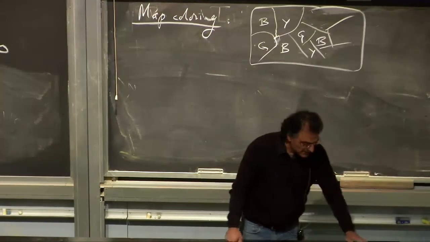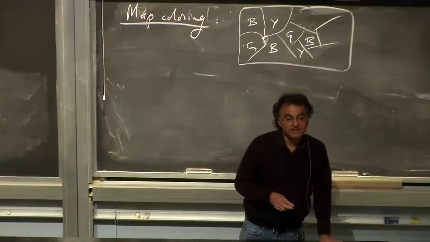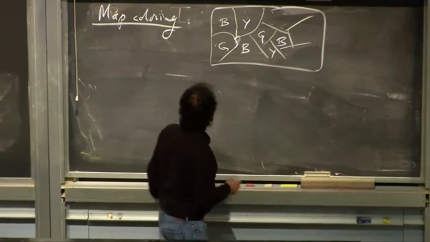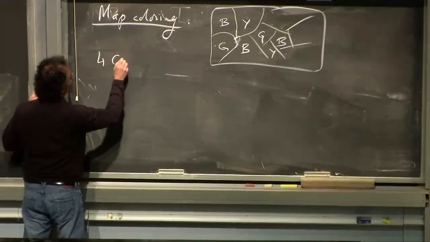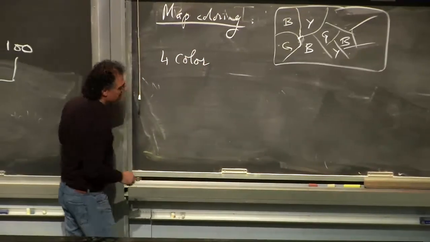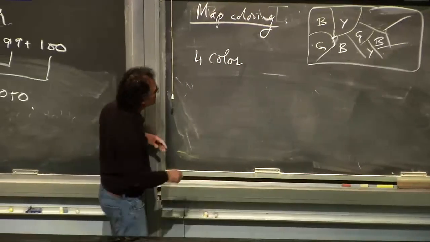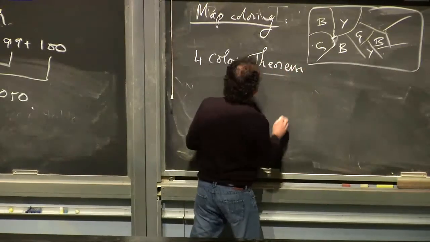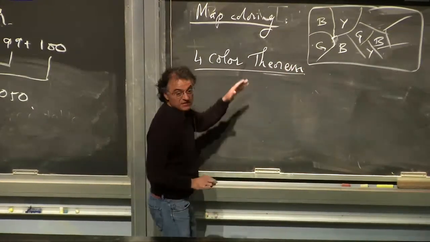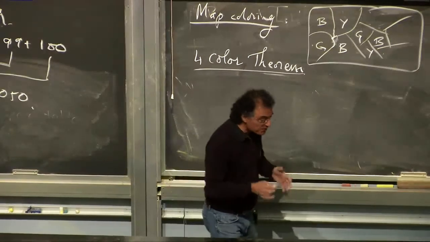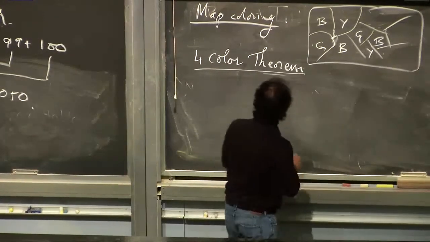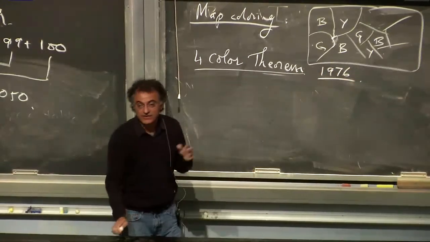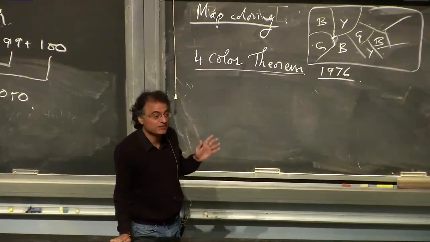Okay, and there was actually a conjecture from about the 1850s, which is called the 4-color theorem. Well, I don't know if it was already called the 4-color theorem or the conjecture, but this goes back to the 1850s as a conjecture, but it wasn't proved until 1976. So it took over 125 years to actually prove the theorem.